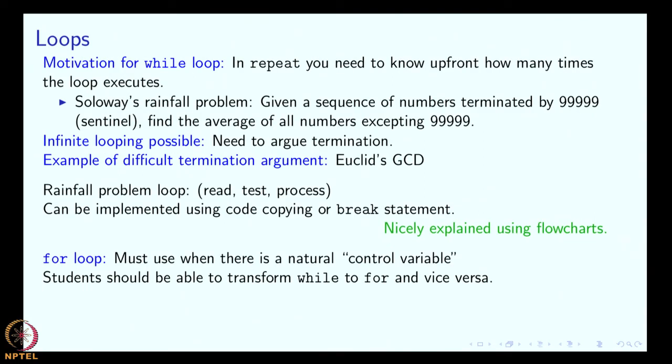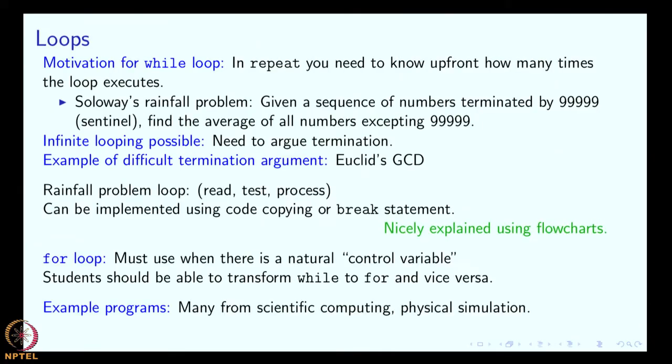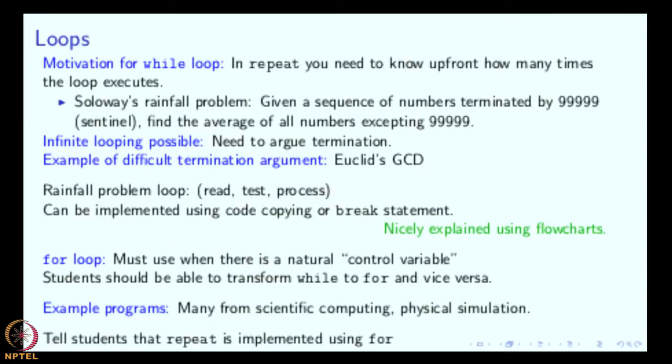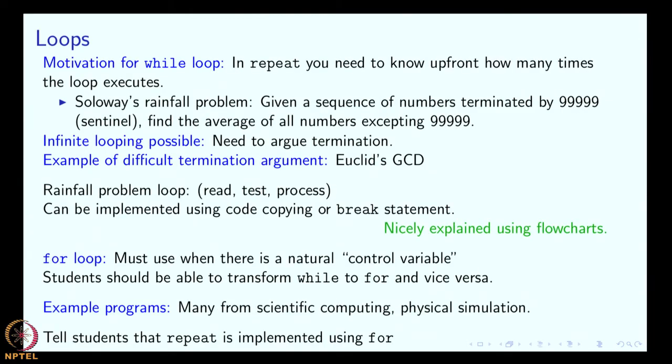Students should have the ability to transform a program which uses a while loop to a for loop and vice versa. Many examples of loops are possible from scientific computing, physical simulation. These are really great examples. And at this point, you can tell them that the repeat statement is implemented using the for statement. And these loops are discussed in chapters 7 and 8 of the textbook that we have been talking about.